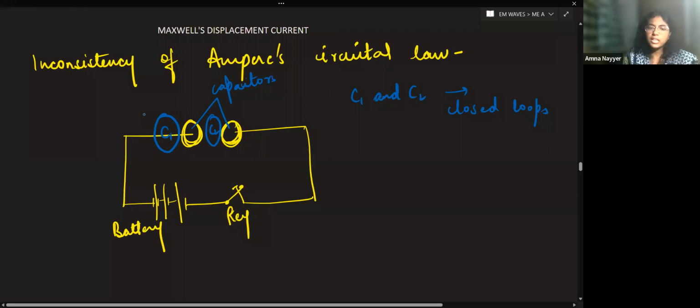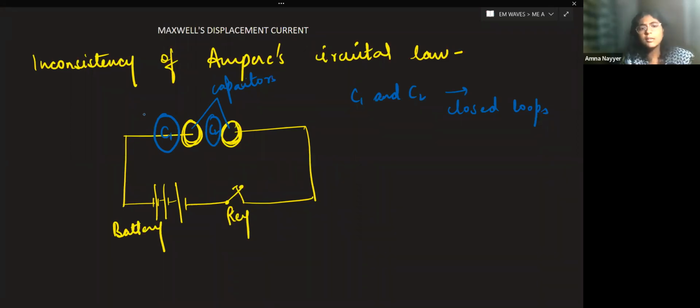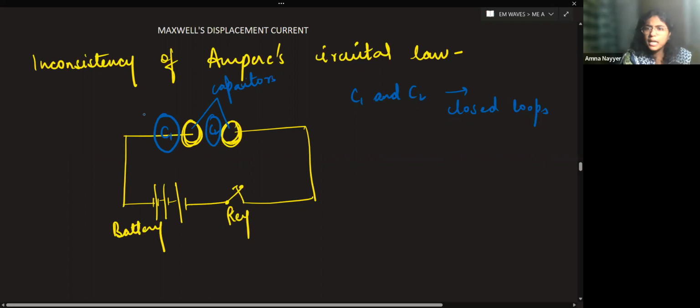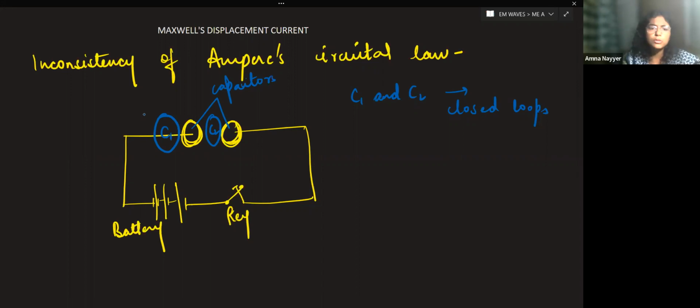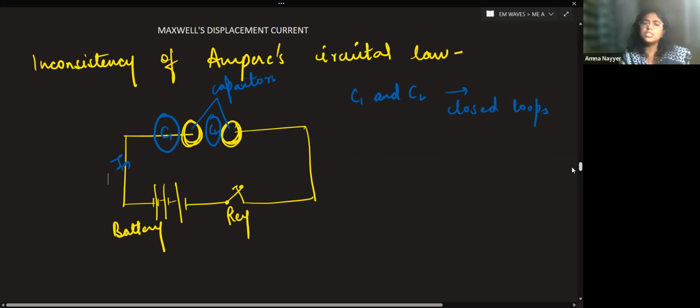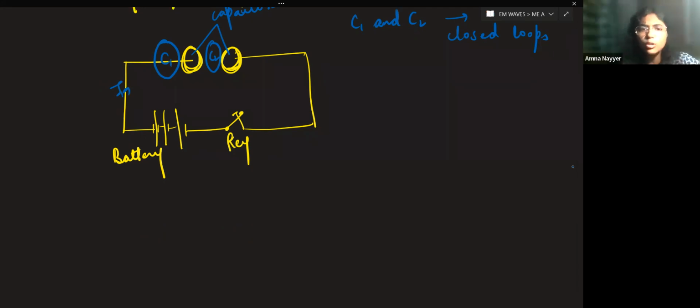Now, when the circuit was conducted, when the switch began, then what happened? C1, if you choose the loop, current will flow through this. There will be a particular current flowing through this. Let's say I1 is the current that is flowing. So if I just talk about this loop C1, what is happening?